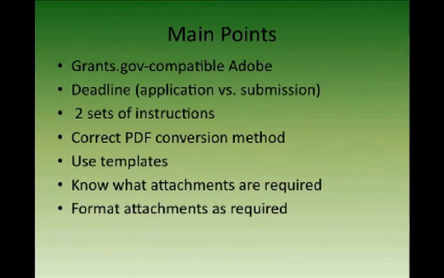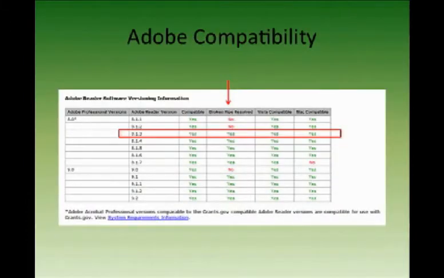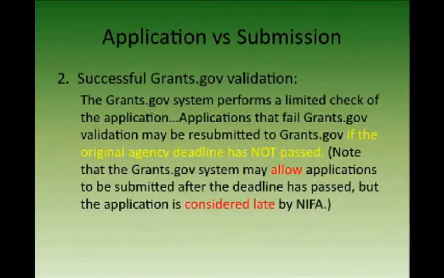Electronic packages, these are the main points I want to cover today. The Adobe issues, instructions, templates, and some attachments. Adobe compatibility. It's very important for electronic packages that the Adobe version that you use to convert the documents is compatible with grants.gov, and that you're working with the electronic package in a grants.gov compatible version of Adobe. The bottom line for our campus is 8.1.3 version is proven, and that's what I use.